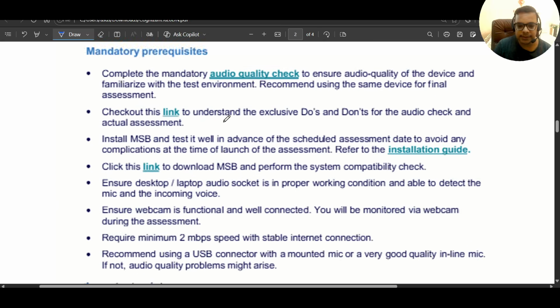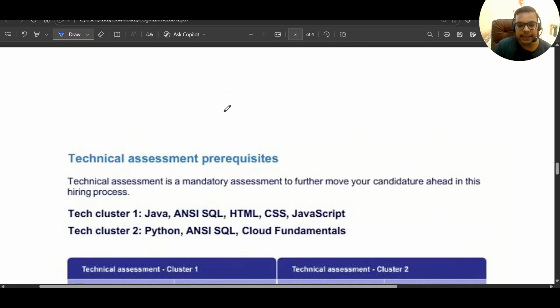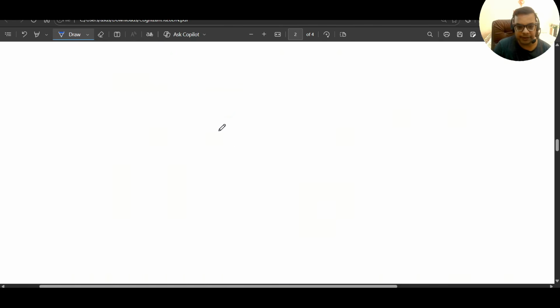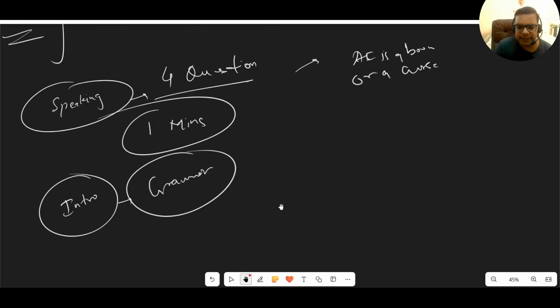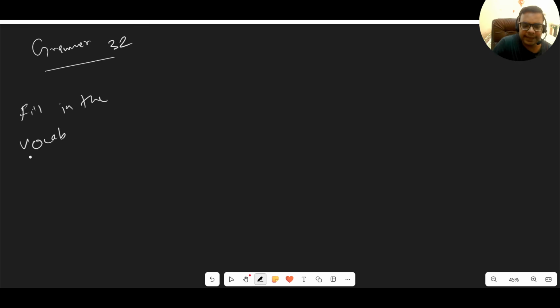Let's talk about the next section. The next section, if you can see here, is grammar. So what is grammar? In the grammar section, you will be getting 32 questions, and it is pretty easy. You will be getting fill in the blanks, error corrections, vocabulary, and active passive voice. So basically this will be a grammatical section of 32 questions.